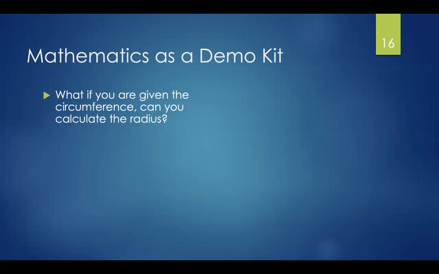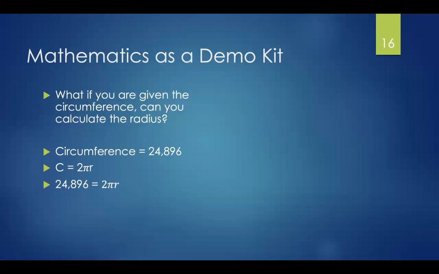Good. All right. So now let's do the math from a different angle. So here's our input. The circumference is 24,896 miles. Here's the formula again. Our output this time is going to be the radius. So the question is, how do we do it in reverse? So 24,896 miles equals 2 pi r. Okay. So first thing you do is you have to divide both sides by 2 pi.